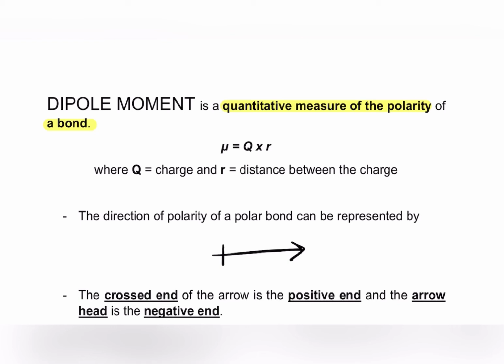Dan as you see here, dipole moment sebenarnya adalah quantitative measure. So dia ada nilai. Tapi for your syllabus, you don't have to calculate. But at least you know what the formula is, where the formula will be mu. This is the symbol for dipole moment. How to write it down? You can write it like that, and then equals Q for the charge times R, the distance between the charges.